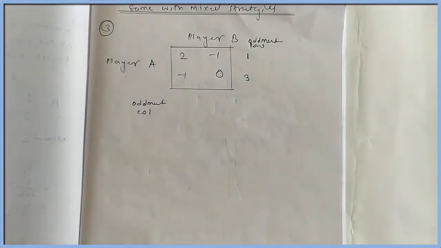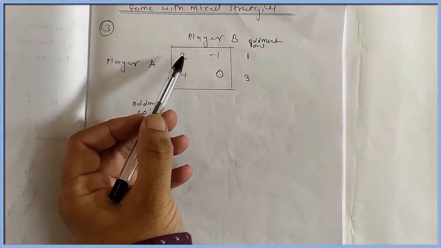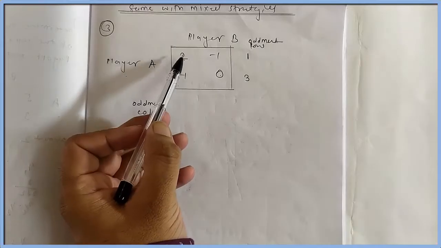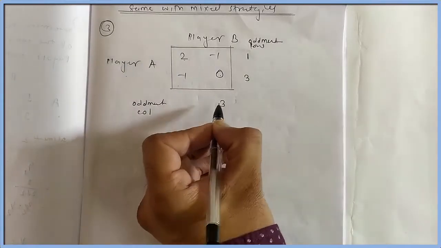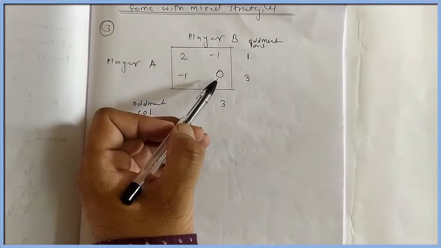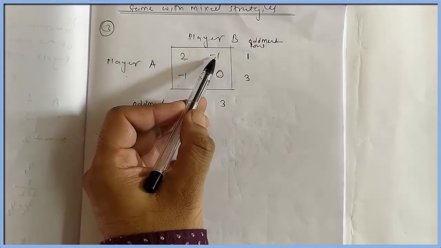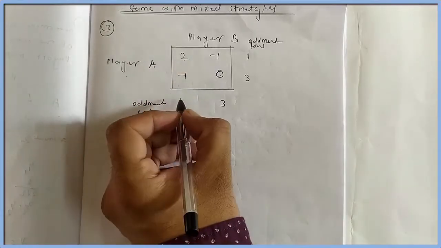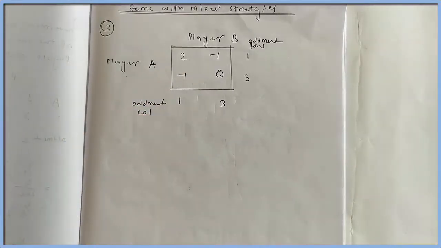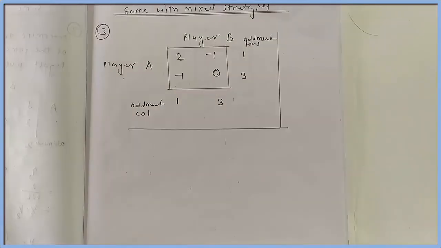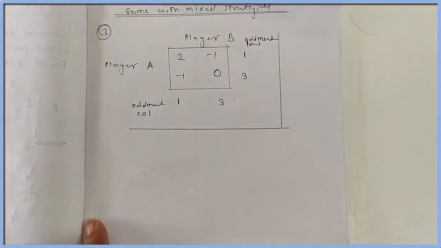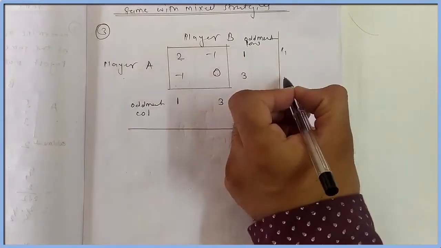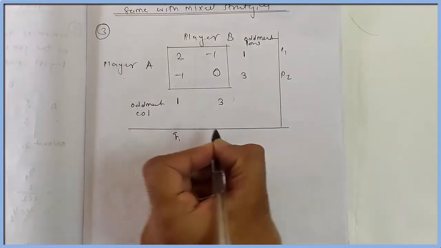Now calculate the column oddments. Look at the first column, numbers are 2 and minus 1. First of all take the highest number 2 minus minus 1. Write down that 3 against that column. Look at the second column, minus 1 and 0. Highest number is 0 minus minus 1. The outcome is 1. Write down that against that column. So we have calculated the row oddments and column oddments. After calculation of this row oddments and column oddments, next step is calculate the probability P1, P2, Q1 and Q2.